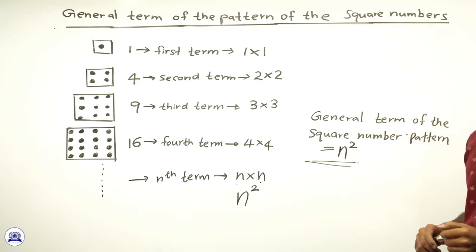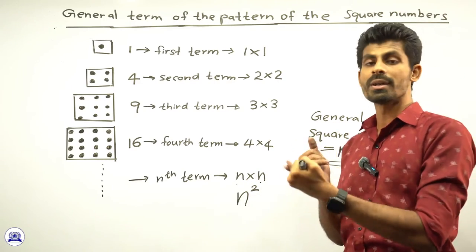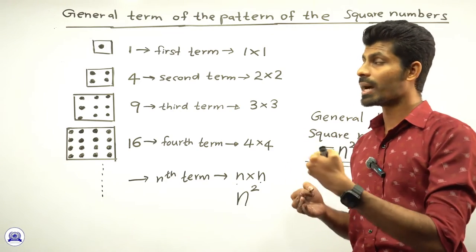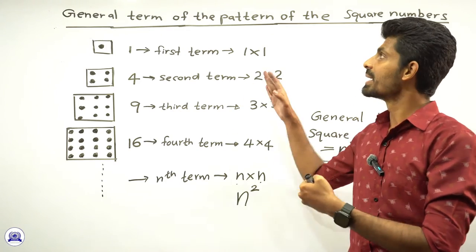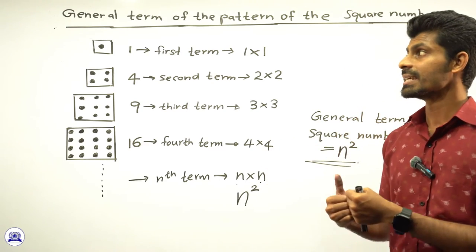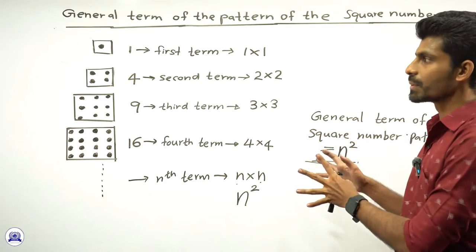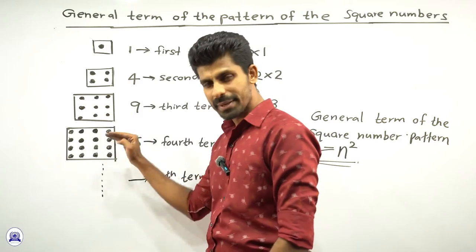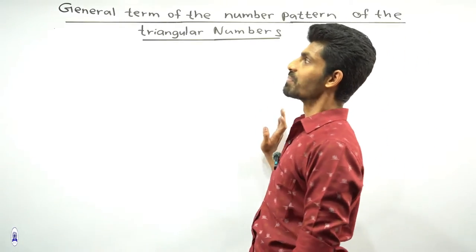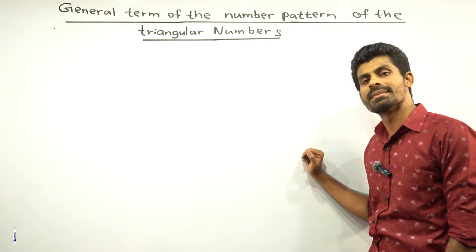Likewise, you can do this one. Easy. The first one, do you remember the first one? Odd numbers. Next one, even numbers. Third one, what is the third one? Square numbers. So shall we move to the last one? The last question. The last number pattern is the triangular number pattern. Then quickly note it down. Draw that one very clearly. Look at this one. The general term of the number pattern of the triangular numbers.